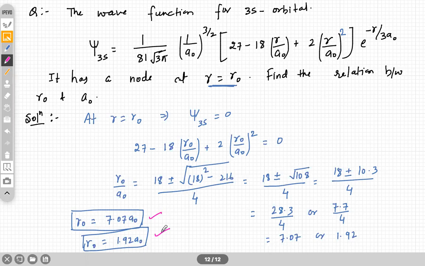It's very simple. We'll have the nodal surface at these 2 points, at these distances from the nucleus. Mathematically also you are getting it. It is proved. 3s has two spherical nodes, hence two values of r we are getting. Understood?